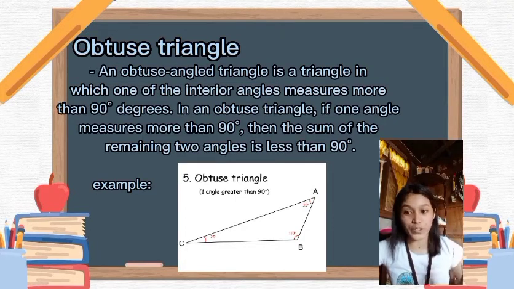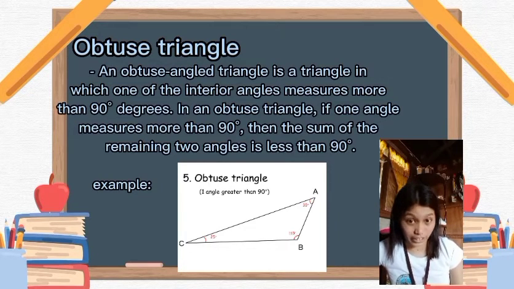If you've noticed, angle B measures 110 degrees, so it is more than 90 degrees. If you add the remaining two angles, angle A and angle C, 45 plus 25 is 70 degrees. If you add 70 plus 110, it also results in 180 degrees. So an obtuse triangle states that one angle should measure more than 90 degrees.